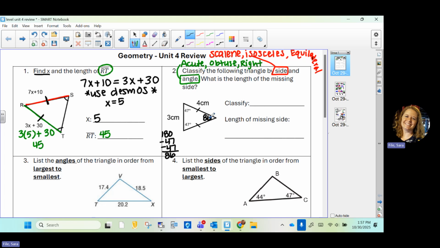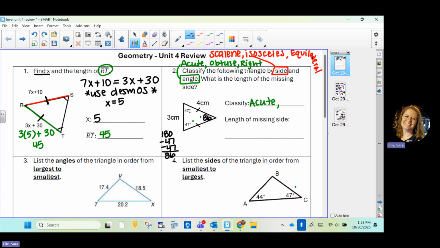So what can you tell me about all three of these angles? Are any of them right angles? No. Are any of them obtuse angles? What does obtuse mean? Bigger than 90. None of those are bigger than 90. So they're all acute? Yes. So this is an acute triangle.